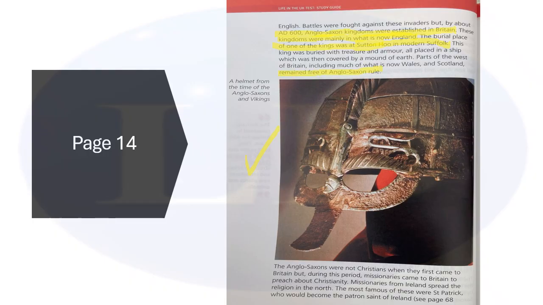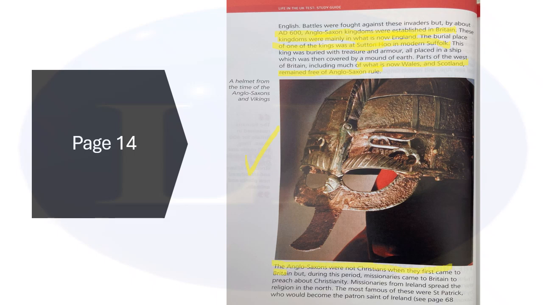So that's the important bit. Wales and Scotland were never conquered by Anglo-Saxons. It was only England. The Anglo-Saxons were not Christians when they first came to Britain, but during this period, missionaries came to Britain to preach Christianity. Okay, so they were not Christians.